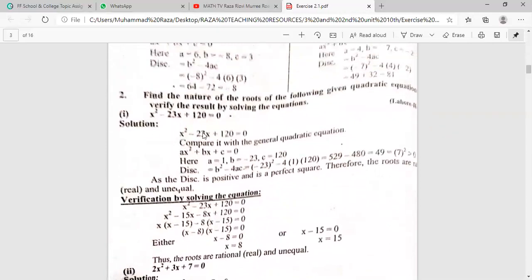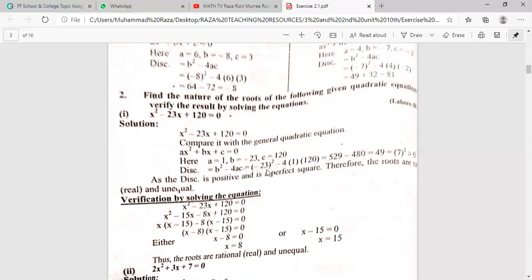Now the second question, find the nature of the roots of the following given equations and verify the result by solving the equations. Now we have to find the nature of the roots. The first equation is x square minus 23x plus 120. First we compare as we did in the first question. Again we compare with ax square plus bx plus c is equal to 0. So a is 1, b is minus 23 and c is 120. Now we write the discriminant, which is b square minus 4ac.